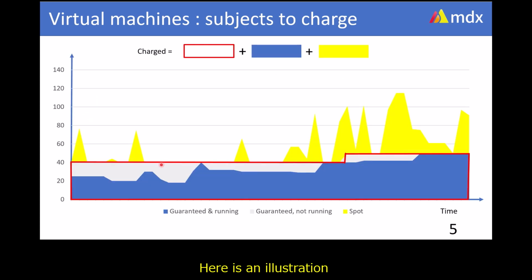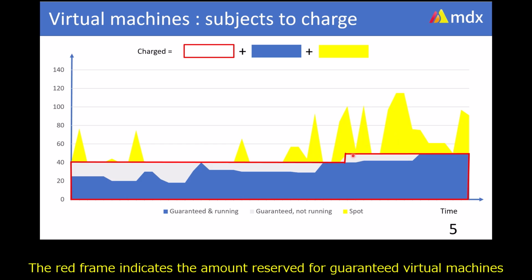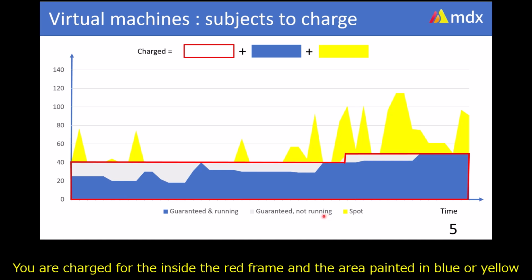Here is an illustration. Blue indicates guaranteed virtual machines that are running and yellow spot virtual machines. The red frame indicates the amount reserved for guaranteed virtual machines. That is, the light gray part is virtual machines that are reserved but are not actually running. You are charged for the area inside the red frame and the area painted in blue or yellow.